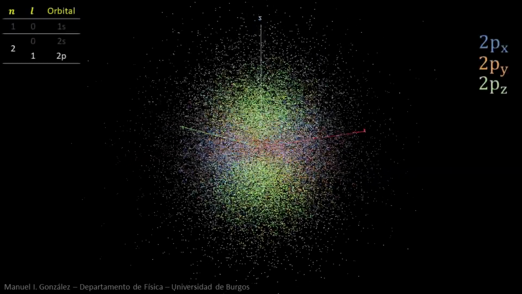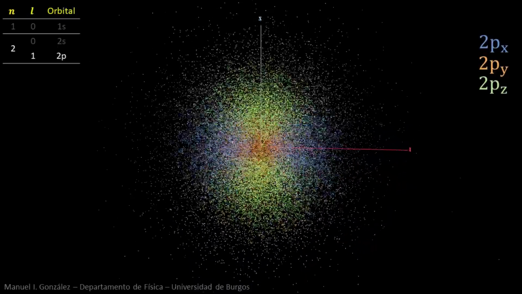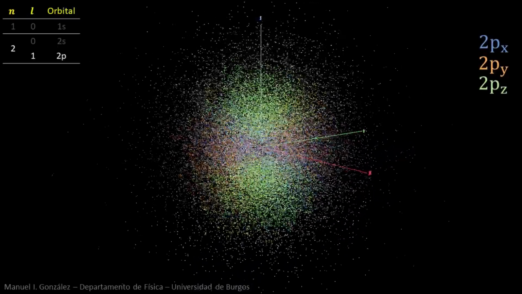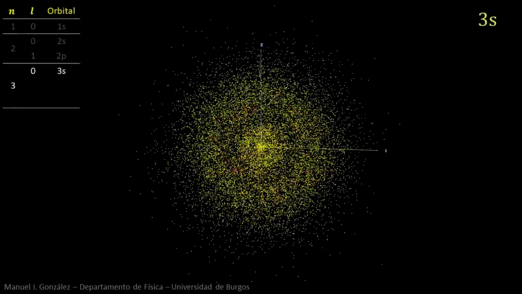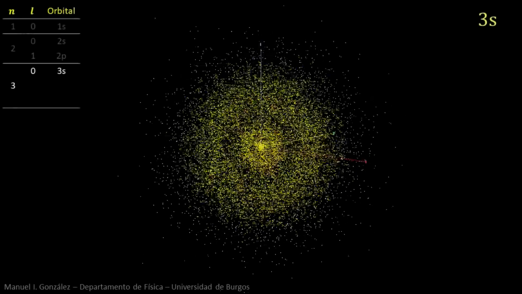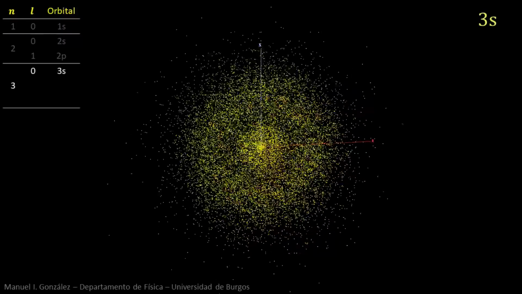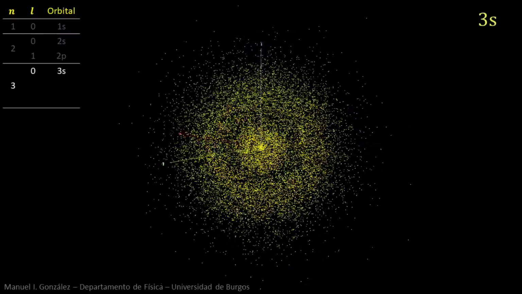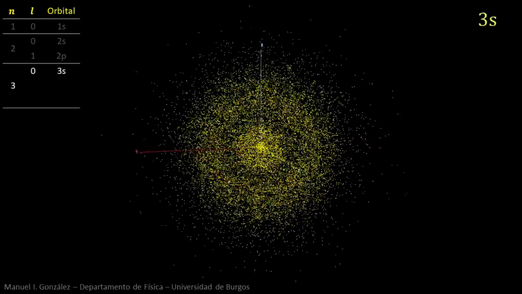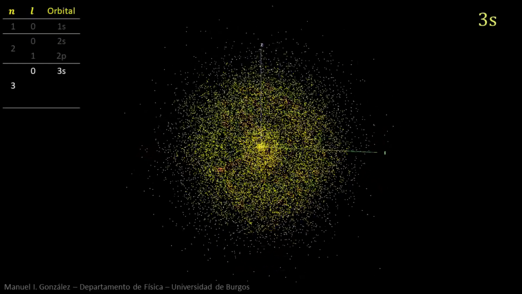If we display all 3 orbitals at the same time, the complete electronic cloud becomes somewhat confusing, but shows a high degree of symmetry. The third energy level allows 3 different L's. Again, 3s orbital corresponds to orbital quantum number 0. It has 2 radial nodes.